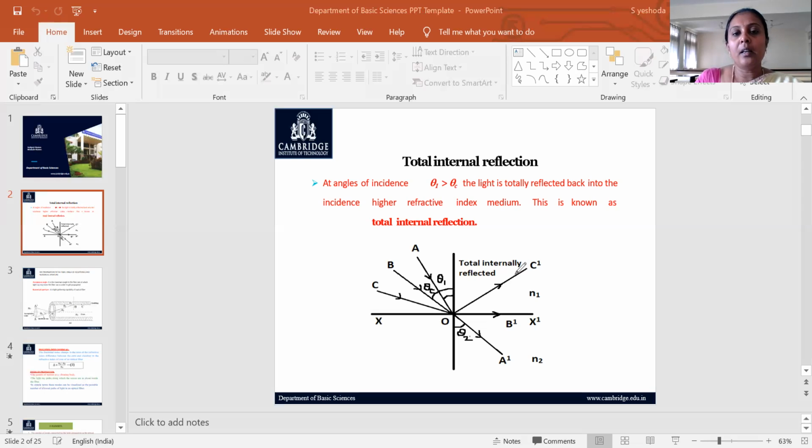So what is total internal reflection? Total internal reflection is nothing but any ray which is incident at an angle greater than the critical angle, that light ray is totally reflected back into the same medium, which is the higher refractive index medium. This is known as total internal reflection.